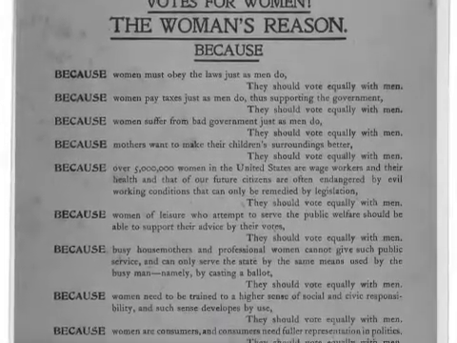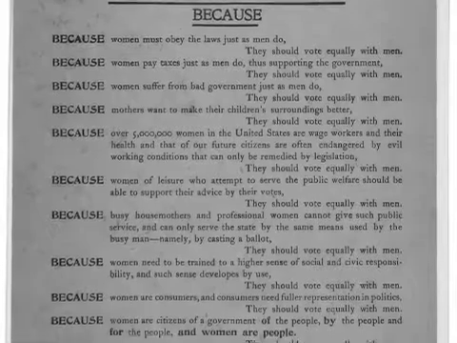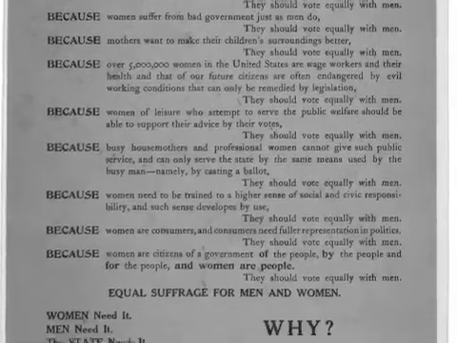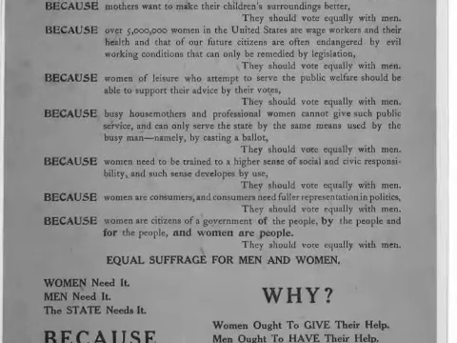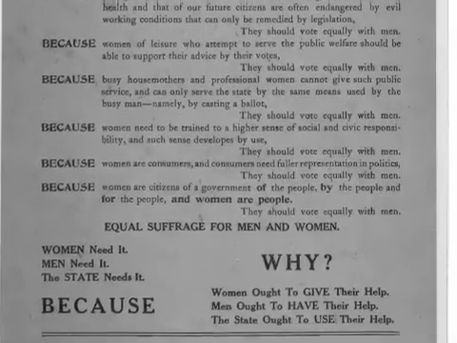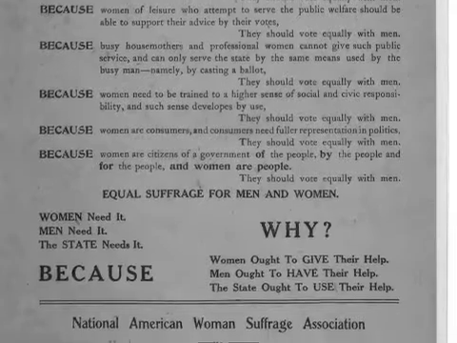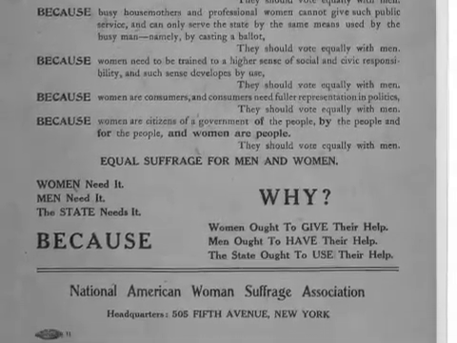Later pamphlets were made justifying the women's suffrage movement, including the following from the National American Women's Suffrage Association. It stated, among other reasons, that because women are citizens of a government of the people, by the people, and for the people, and women are people, they should vote equally with men.